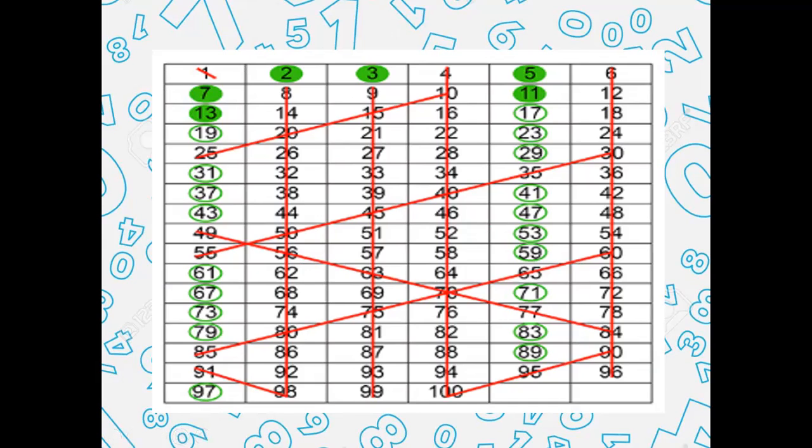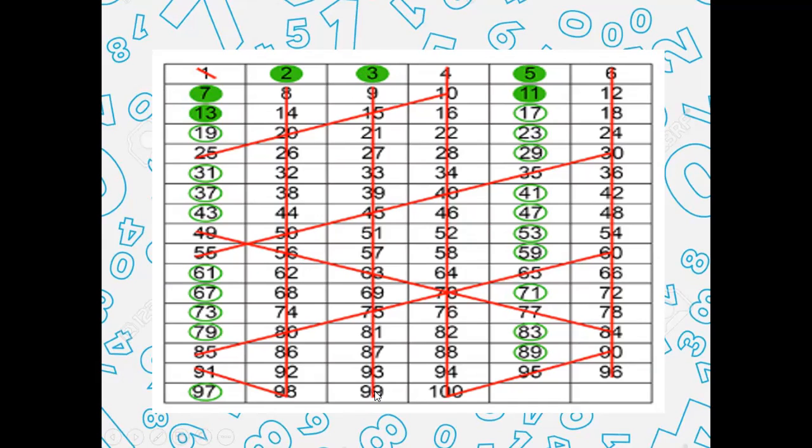Now the next one: draw a straight line down all the multiples of 3 except 3. So what are the multiples of 3? These are 3, except 3, so again, you're not going to include it. You start with number 9 down to 99.